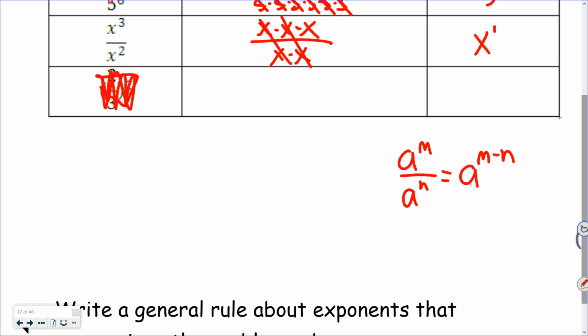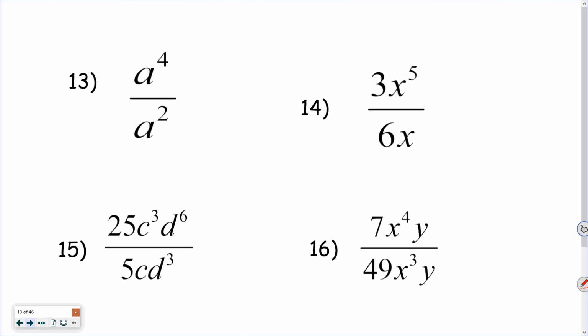Okay, 2 really quick ones. Oh, I'm sorry, I have a couple practice problems here. Let's do that really fast. You guys try 13. Pause it, find the answer, and then we'll check it. The rule, right, is the base stays the same. You subtract the exponents. So it's a to the 4 minus 2, or a squared.